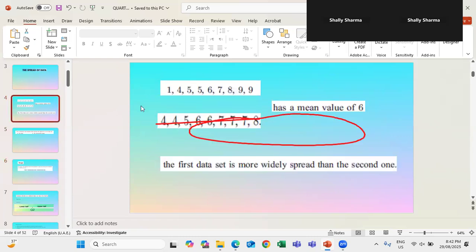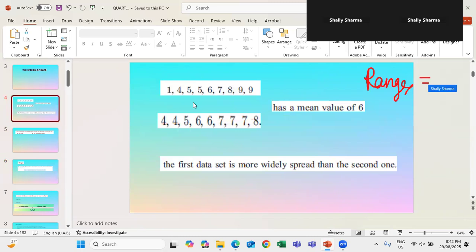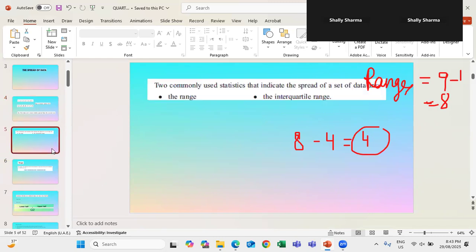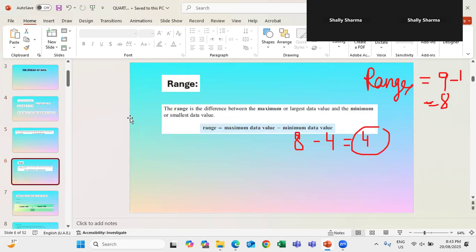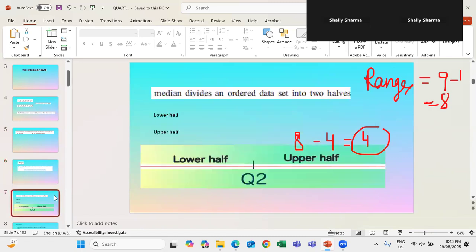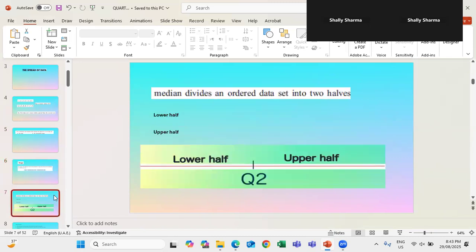So if we have given this data for the first data set, if I need to find out the range, it will be 9 take away 1, which is 8. And for the second one, it will be 8 take away 4, which is equal to 4. So the first data is widely spread. Now we have understood the concept of range. Now we will start with our basic knowledge about the median, because median will help us to find out what quartiles are and all that.